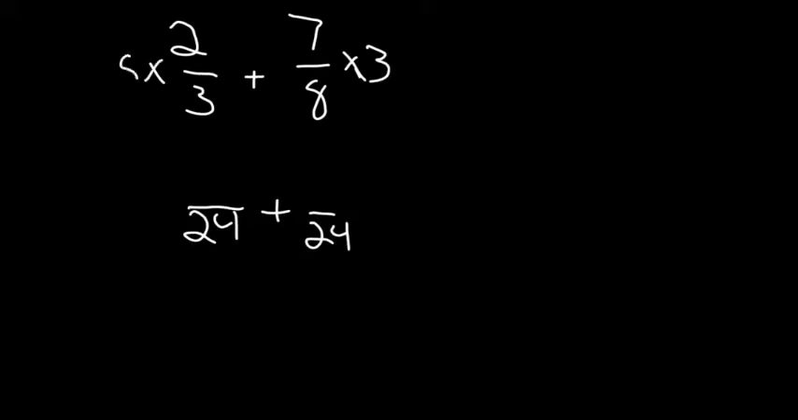And this one's times 8. So 8 times 2 is 16. 3 times 7 is 21. So again, you have a common denominator. It stays common throughout. So I add 16 plus 21 to get 37.